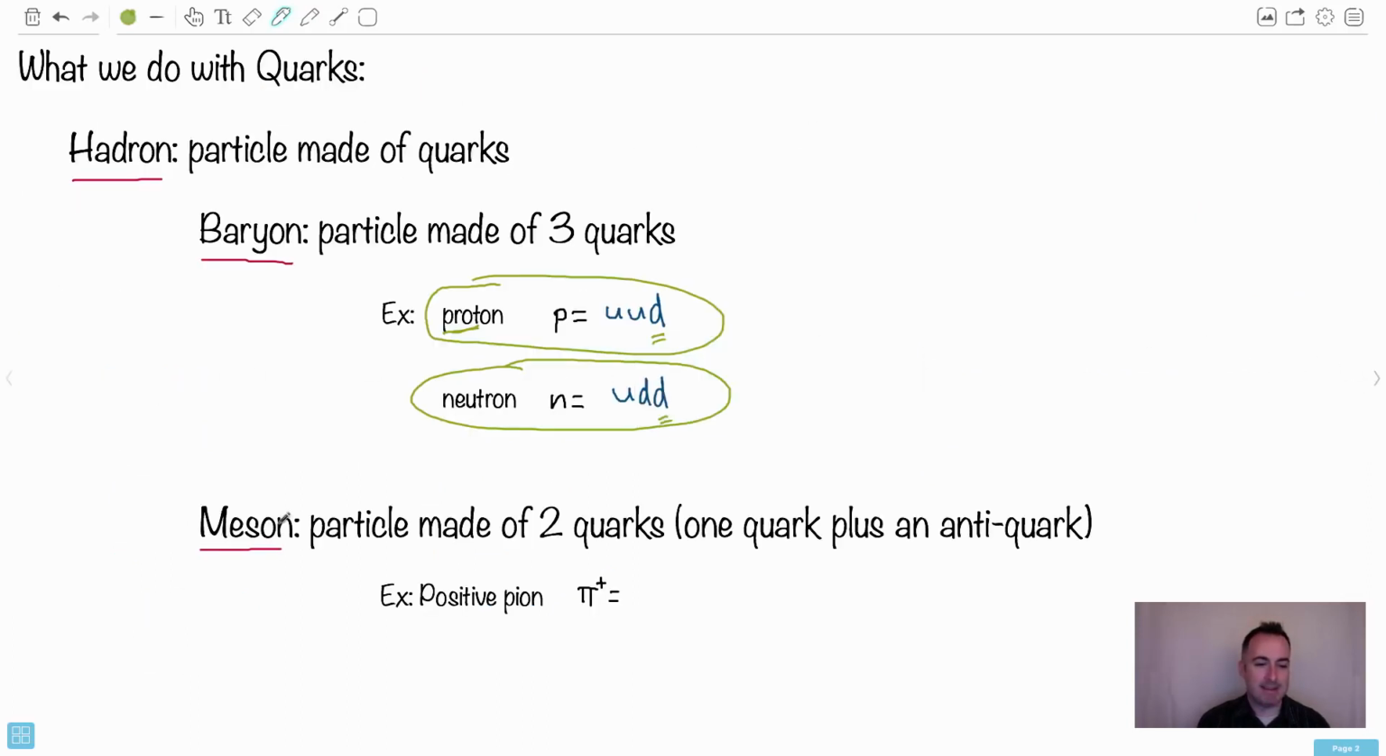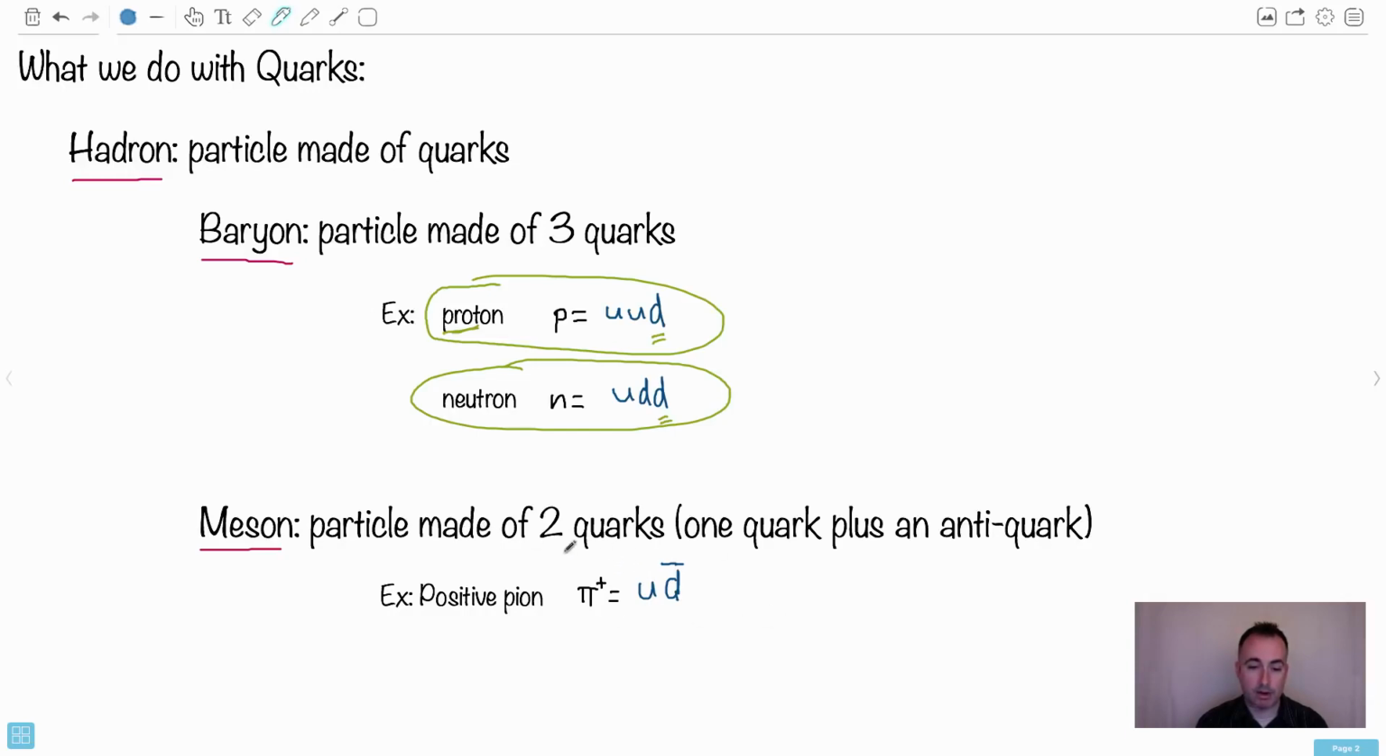So look at this. A meson is a particle made of 2 quarks, like I said, a quark and an anti-quark. An example could be the positive pion. You don't have to memorize these ones. You'll be given the quark makeup of these things. But for example, there's one called a positive pion. Its quark makeup is, let's see here, up and anti-down. Do you see? There's only 2 quarks together. There is a particle and an antiparticle. So this is a meson.